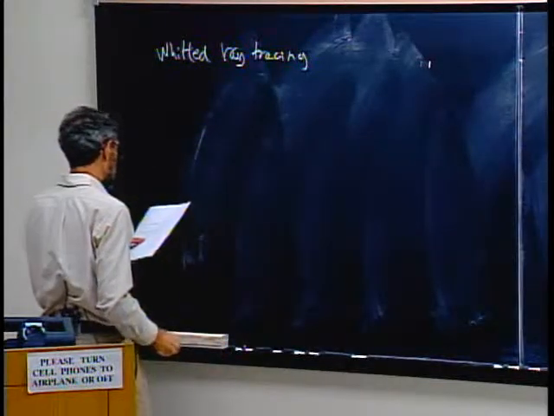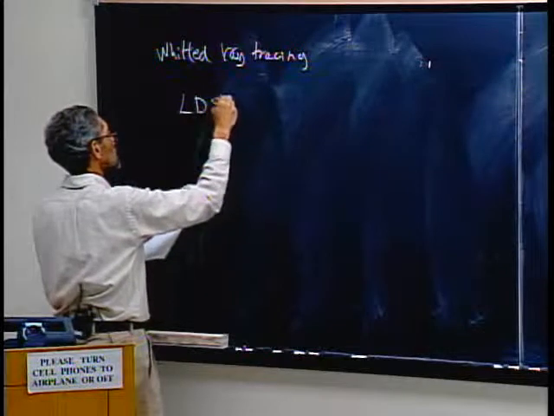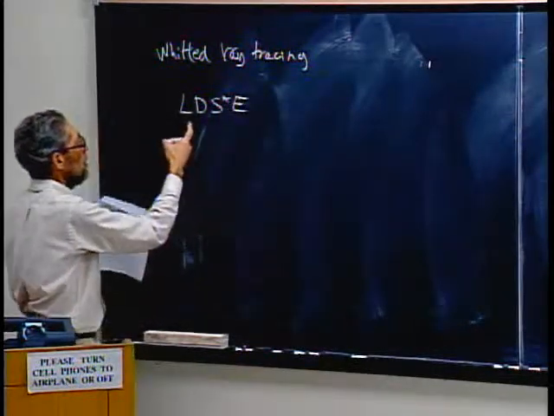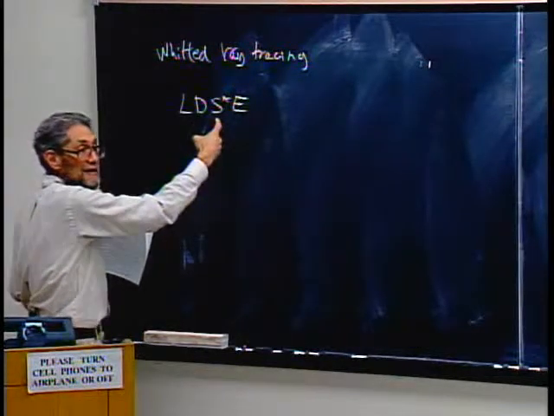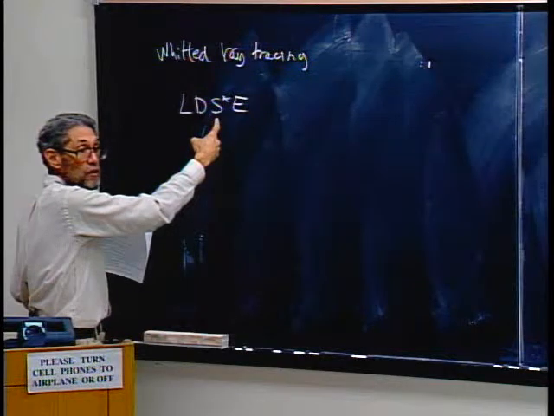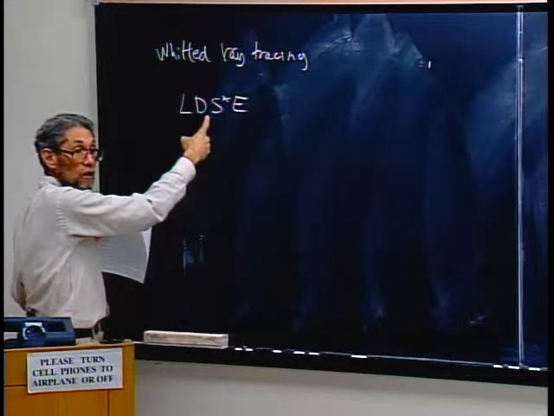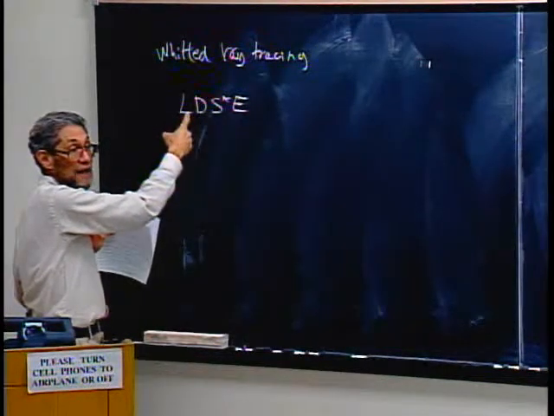So what do we get? We get L D star S E. This is trace your rays bouncing off perfect mirror surfaces till they hit a diffuse surface, and then do direct illumination only from point sources with shadow rays.